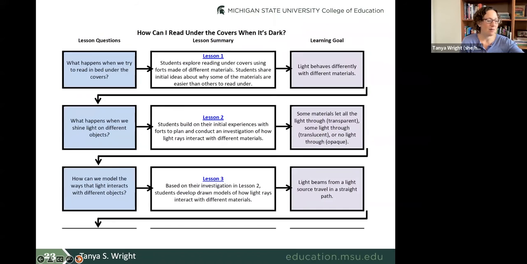Okay, so what do lessons look like? Just to give you a sense, these are the first three lessons in a unit called How Can I Read Under the Covers When It's Dark? It's actually called Reading Under Cover is the unit, but our question is, how can I read under the covers when it's dark? And kids are learning about light and light rays as part of this unit.